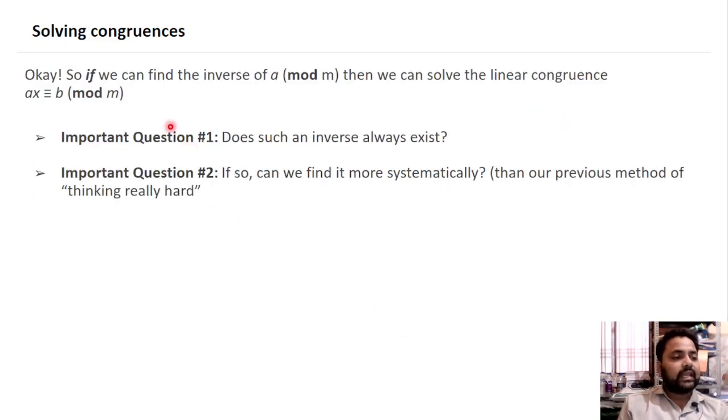So if we can find the inverse of A mod M, then we can solve the linear congruence Ax is congruent to B mod M. The important questions are, does such an inverse always exist? And second, if so, can we find it more systematically than our previous method of thinking really hard?